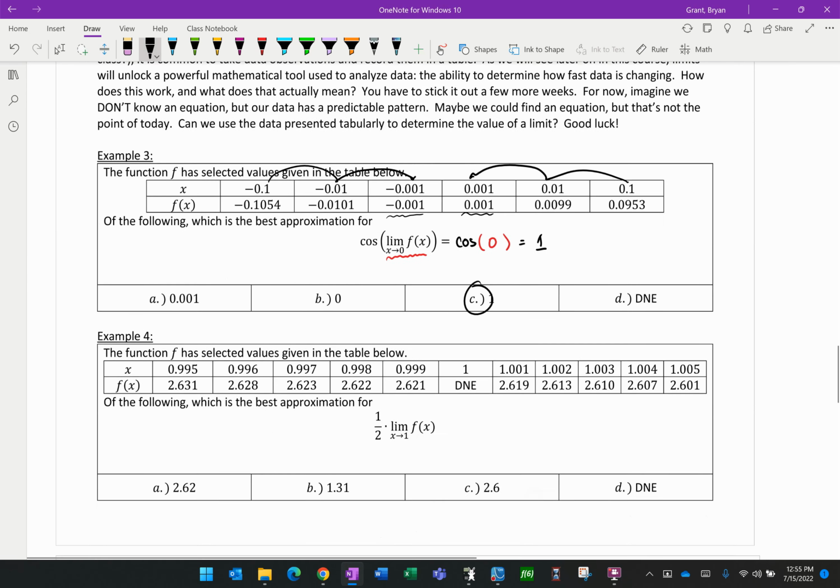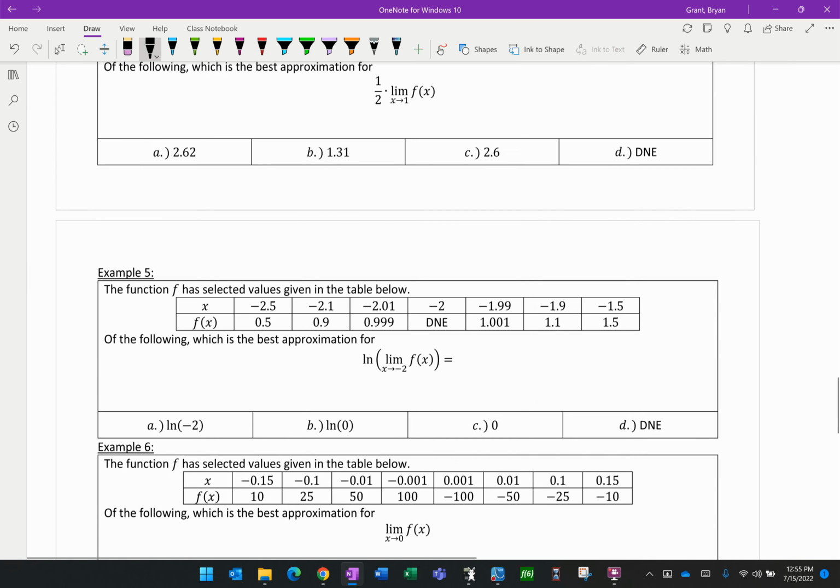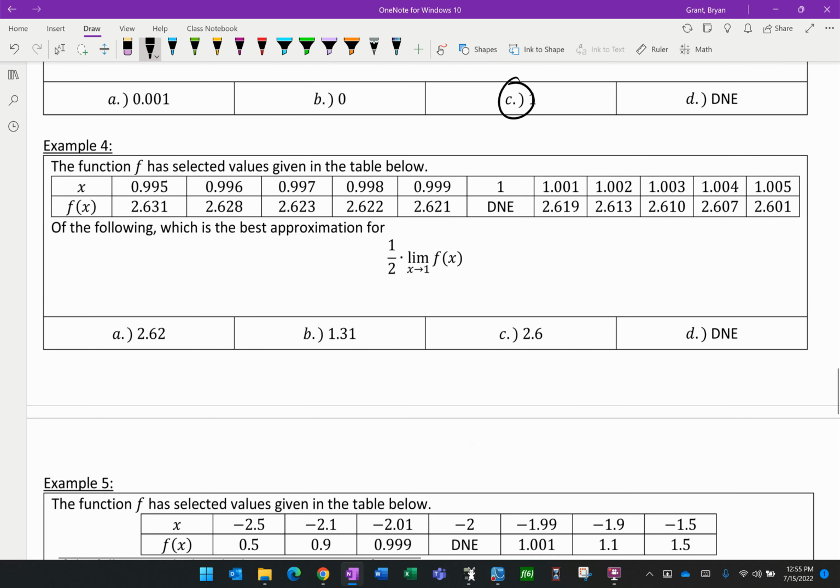So now that you get the idea, why don't you try examples 4, 5, and 6. And then once you're done, you can come back together with me and we'll see how you did. Ready, set, go.